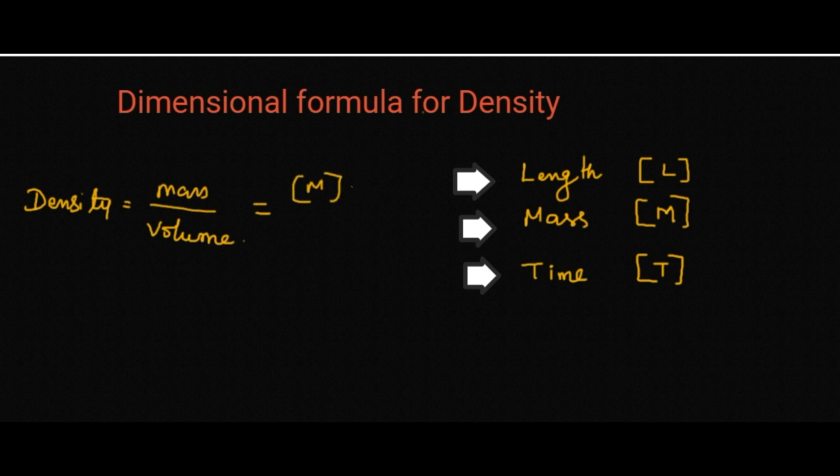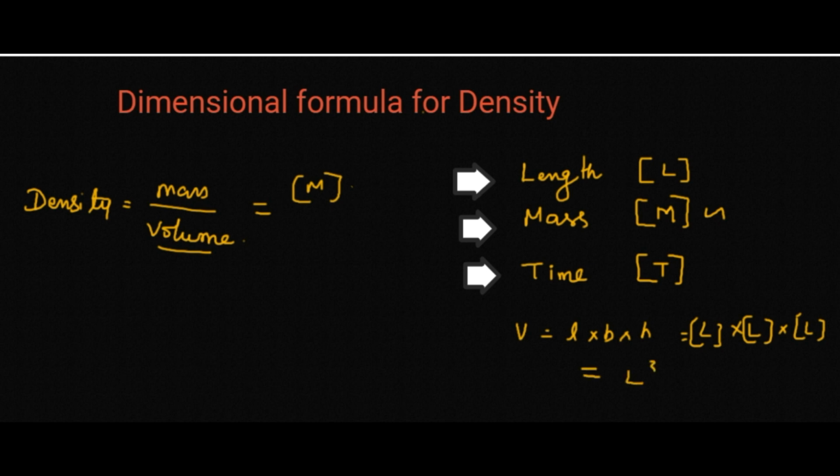So mass can be written as M with brackets, and we know that volume is equal to length into breadth into height. All are lengths, so L into L into L, that is equal to L power 3. So I am just writing mass equal to M, volume equal to L cube. So if I bring that L cube to the top, I am going to get M L power minus 3. That is the dimension formula for the density.